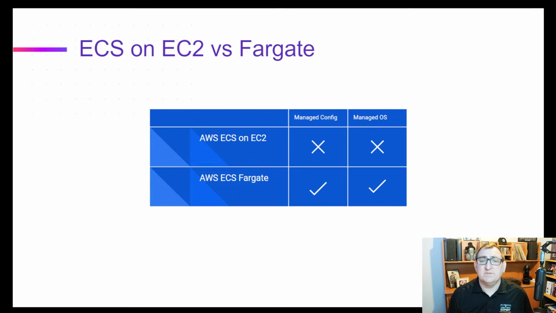reInvent 2017 introduced Fargate for deploying and managing containers without having to manage any of the underlying infrastructure. All of a sudden, we've removed the administrative overhead of the operating system and extra AWS resources. Containers are now serverless.